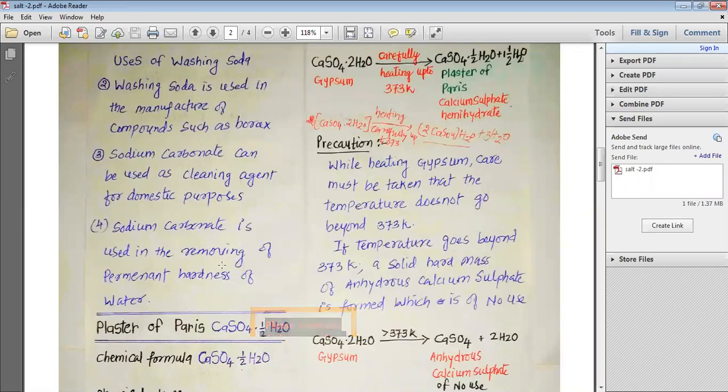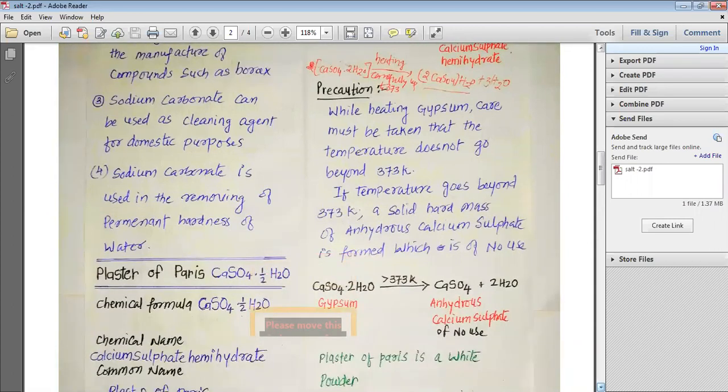Sodium carbonate is also used in removing permanent hardness. Children, you may be aware that water can be hard and water can be soft. Soft water does not produce much foam, and hard water produces foam. Soft water does not have the salts of calcium and magnesium, whereas hard water has impurities in the form of calcium and magnesium salts. And this is how, to remove the hardness of water, we can use sodium carbonate.